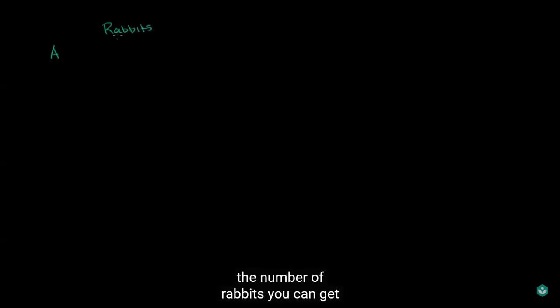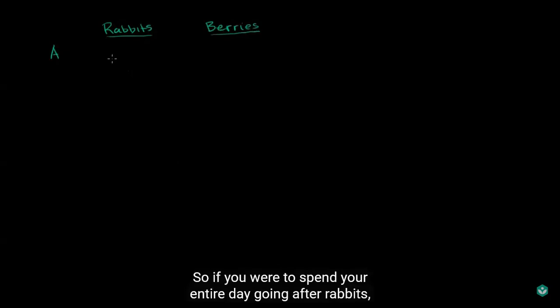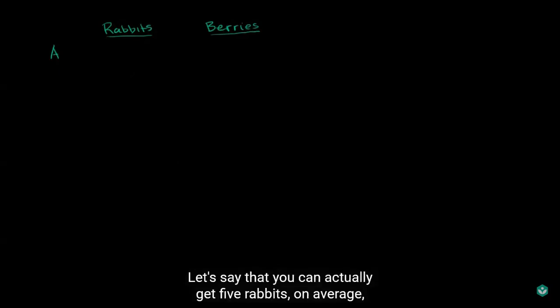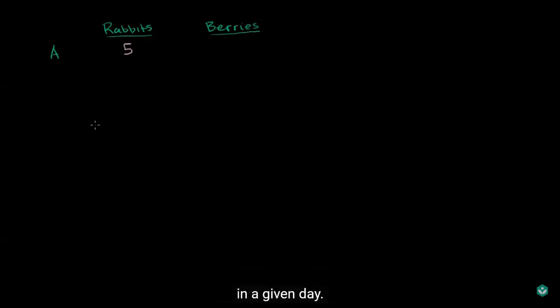So let's think about all of the scenarios. First, scenario A. Let's call this the number of rabbits you can get, and this column the number of berries that you can get. If you were to spend your entire day going after rabbits, making sure you have time to sleep and get dressed and all of those things, let's say that you can get 5 rabbits on average in a given day. But if you spend all your time getting rabbits, you're not going to have any time to get berries. So you're going to get 0 berries.